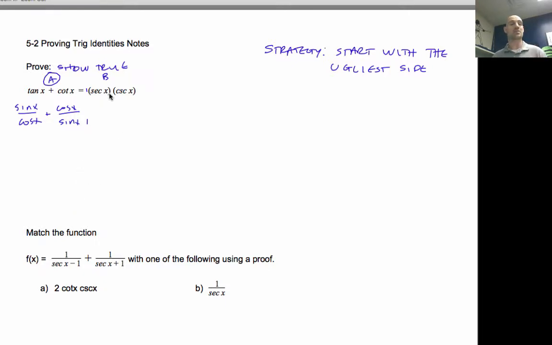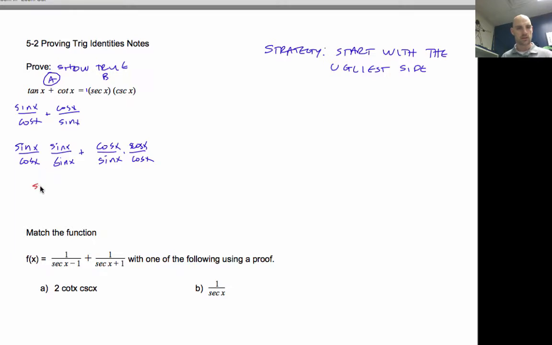I have these fractions. Well, what do I do with fractions when I'm supposed to be adding them? I need to find a common denominator. So here we go. The common denominator of cosine and sine is cosine x sine x. So I've got sine x over cosine x times sine x over sine x, plus cosine x over sine x, and I want to multiply that one by cosine x over cosine x. So check out what we've got here.